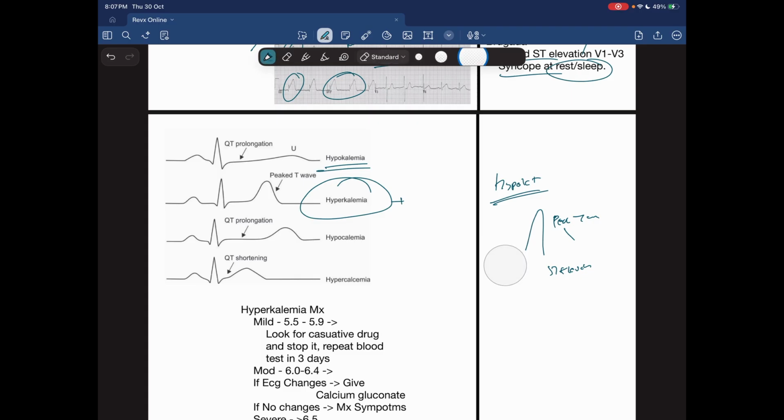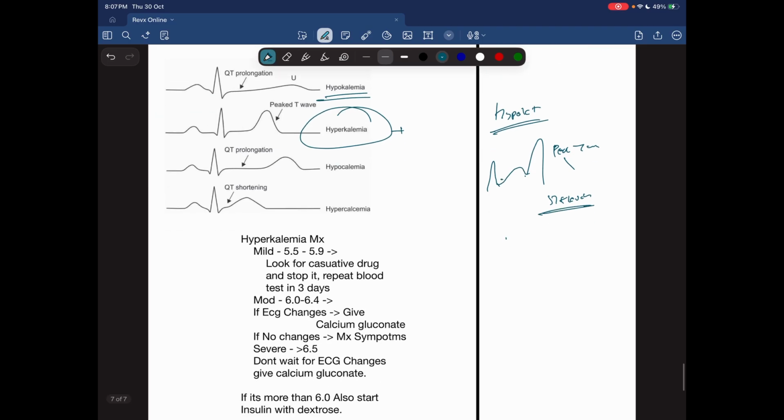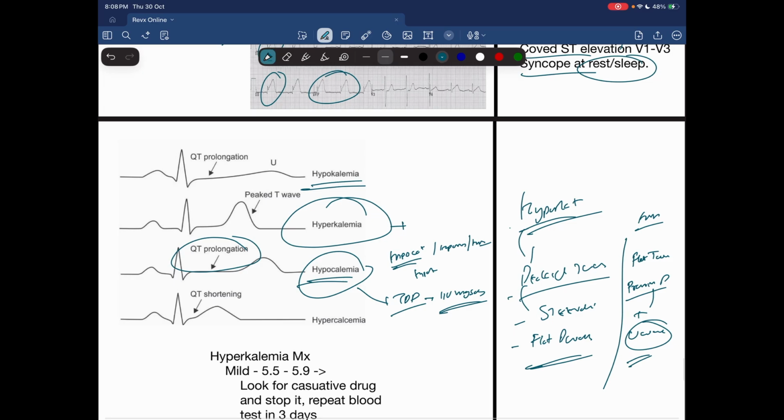So suppose this is QRS, then there is ST. If T is going up, it will pull the ST segment also. So there is ST elevation with peaked T waves, and P wave will be gone. There will be P wave loss or flat P waves. So I'm going to write this here, how to make it simple. For hyperkalemia, what you're going to write is there are peaked T waves. When you remember peaked T waves, you'll also remember there is ST elevation, right? Because T and ST are very connected, and this scores a lot of questions.